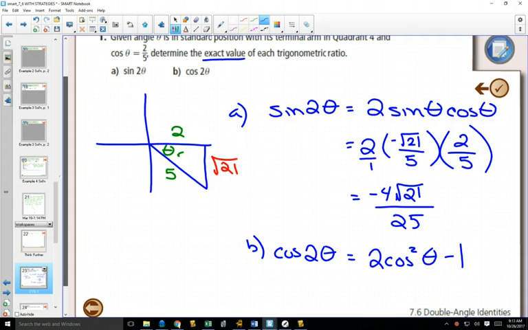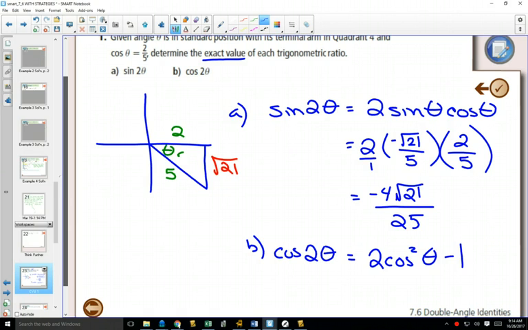Because cos of theta is given. So you see that the other two formulas have a sine of theta? We figured out what sine of theta is, right? Negative root 21 over 5. It wasn't very hard to figure that out.